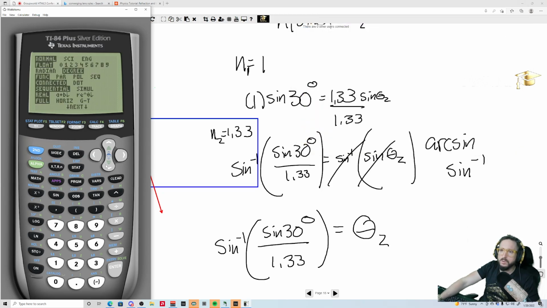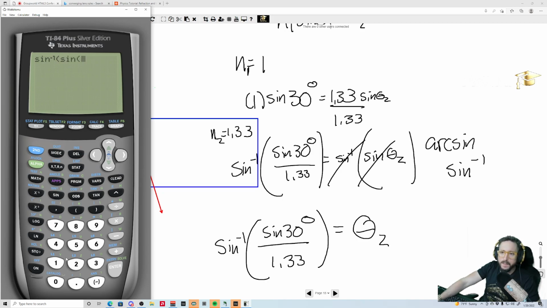So the important thing you need to do is always make sure you're in degree mode. Hit mode here, and make sure degree is selected. If it's not in degree, it's gonna put stuff in radians, and you don't want to deal with radians. So I need to do sine to the -1. The way to do that is hit this second button here, and this blue thing is sine to the -1.